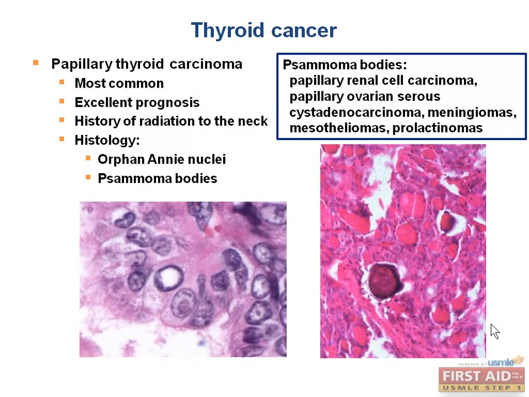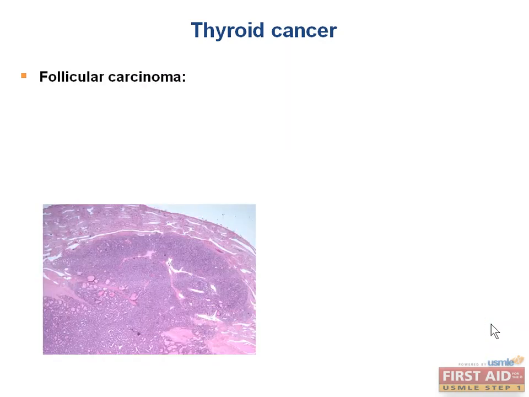You may want to write this fact down on a separate piece of paper or make a flashcard so you can easily reference this again. It is definitely an important piece of trivia to know. Follicular carcinoma is the next most common type of thyroid cancer and also has generally a pretty good prognosis.